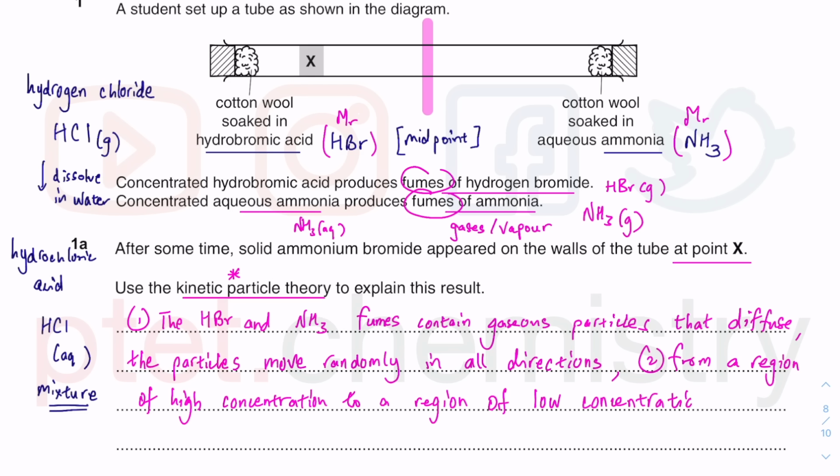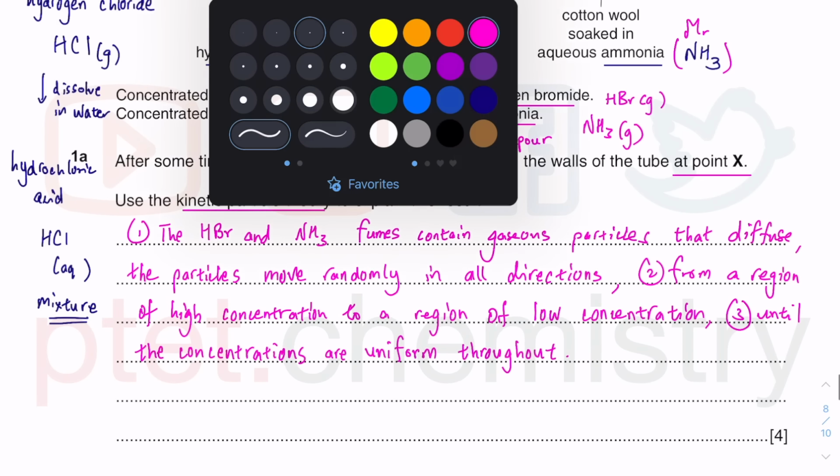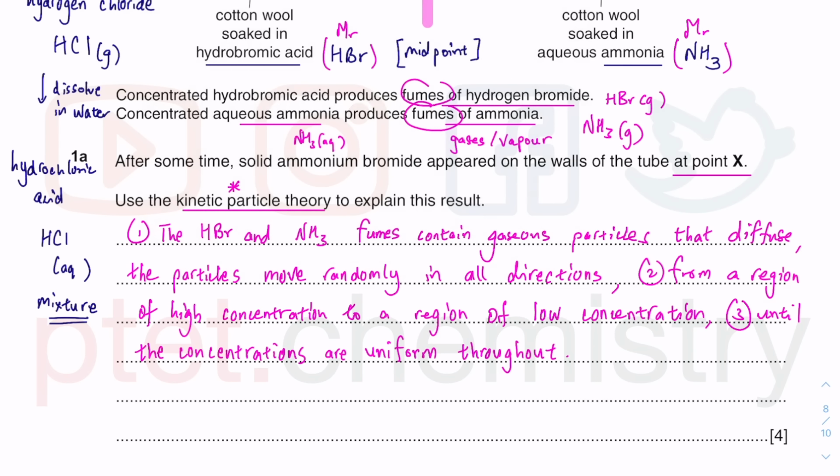And then the third point on diffusion is until the concentrations are uniform throughout. Until the concentrations, because it's concentration of these two particles and not just one thing, which is common for the previous examples. So uniform means it's the same throughout. So just like you wear a school uniform, everyone is the same throughout. Anyway, the next point, really, there's only 3 points.